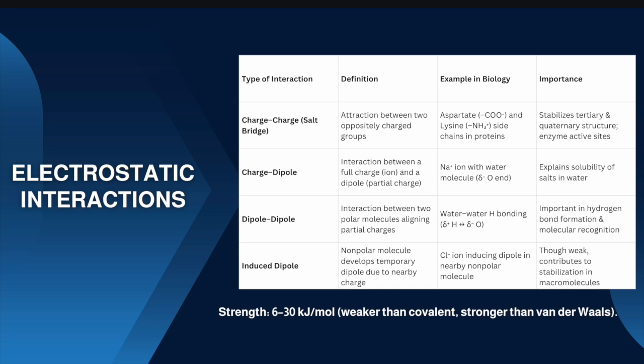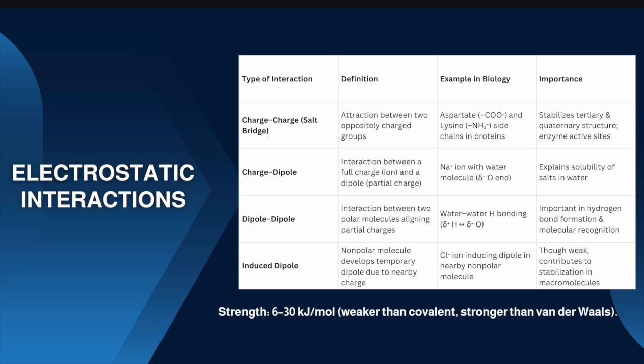And next is the induced dipole. Induced dipole means the nature of these molecules is non-polar. They are actually not charged, not polar. They are non-polar in nature, but they develop a temporary dipole due to a nearby charge. Like a chloride ion inducing a dipole in a nearby non-polar molecule.